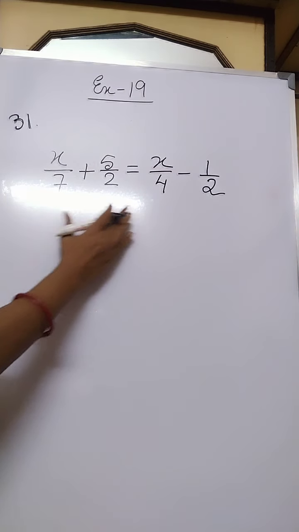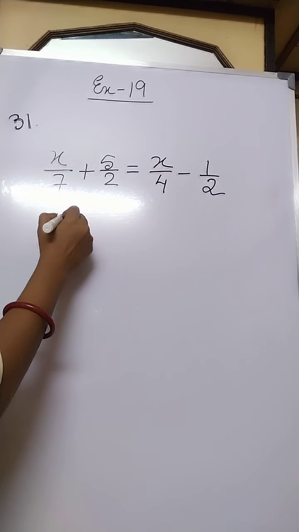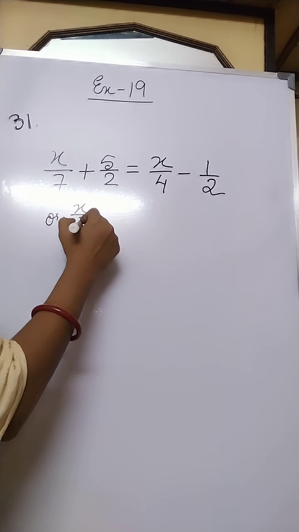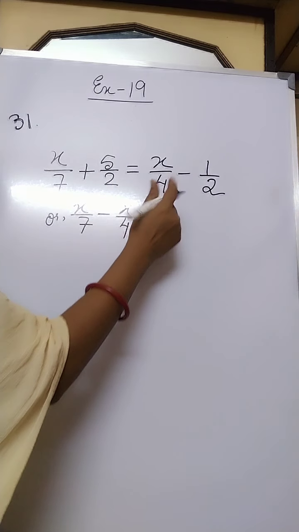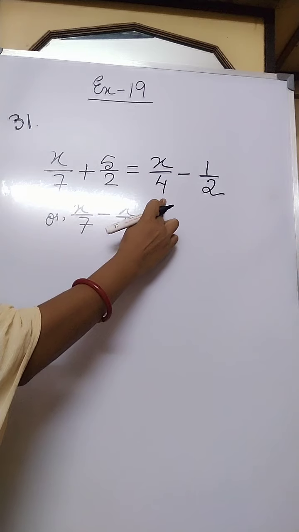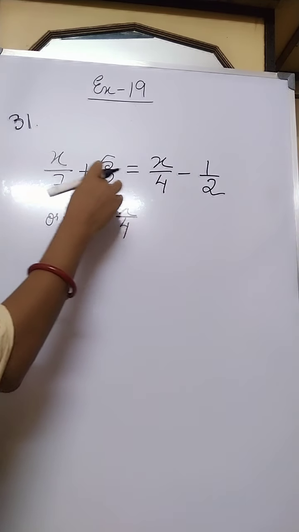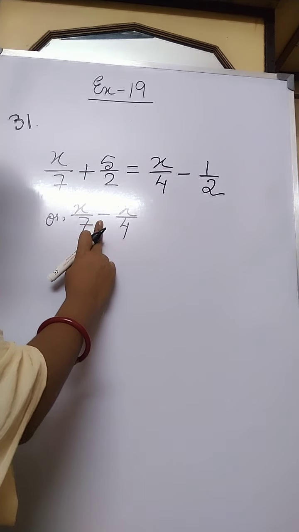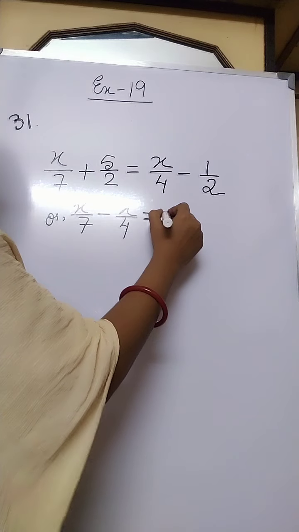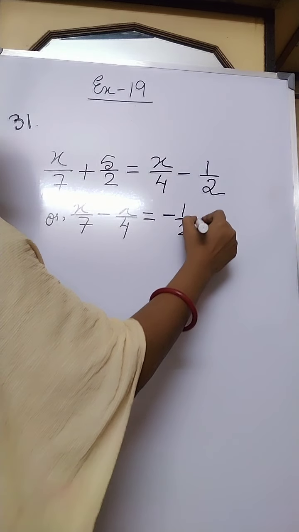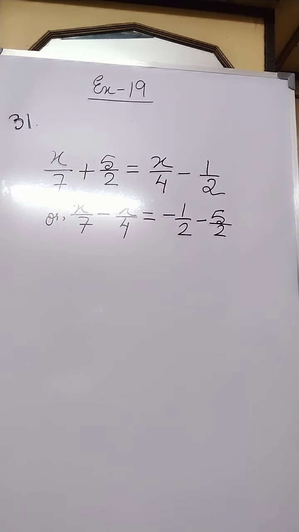You will try to allocate x in the left hand side of the equal to sign. That is x by 7 minus x by 4. Why minus x by 4? Because x by 4 has changed its position from RHS to LHS, from right hand side to left hand side. That's why the sign has changed. Is equal to minus half minus 5 by 2.